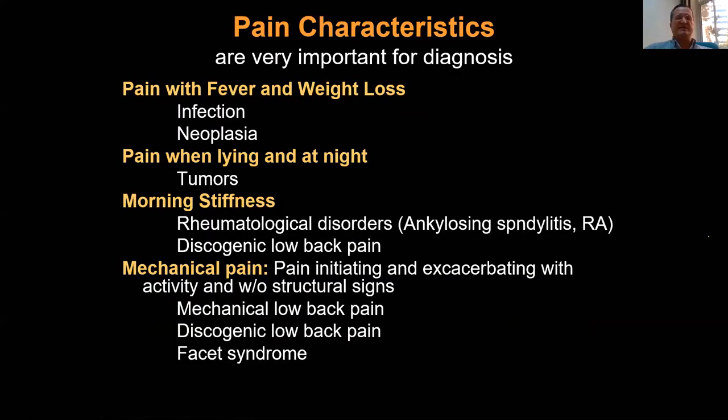So you may have seen that pain characteristics are very important for diagnosis. For instance, morning stiffness is a specific finding with rheumatologic disorders, but also with discogenic low back pain. Mechanical pain is the pain initiating and exacerbating with activity and without structural signs, like mechanical low back pain, discogenic low back pain, and facet syndromes.